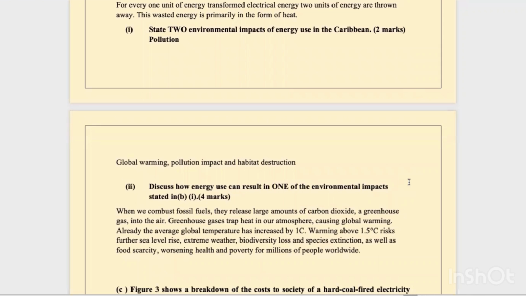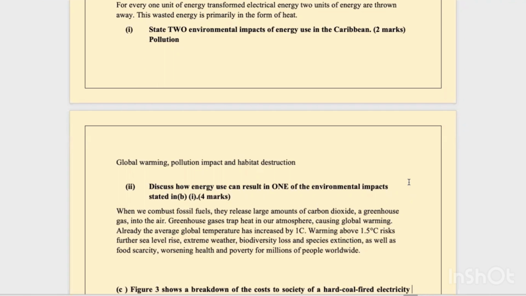Next question, state 2 environmental impacts of energy use in the Caribbean. What were the major environmental impacts that we spoke about in class? We spoke about global warming. We spoke about pollution. We spoke about habitat destruction. Then the corresponding question here says, discuss how energy use can result in one of the environmental impacts stated in B1. So choosing the easiest one here, global warming.